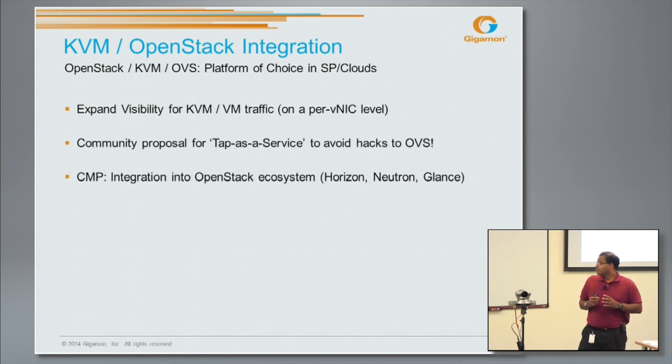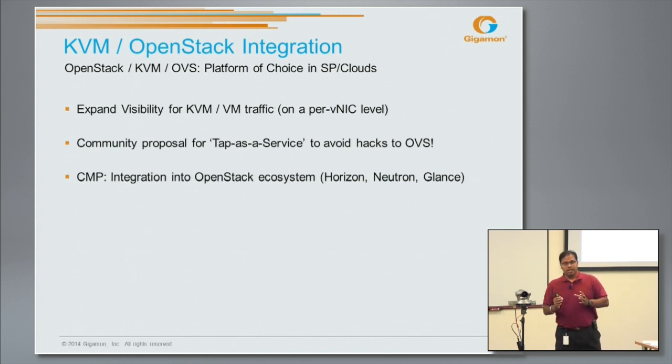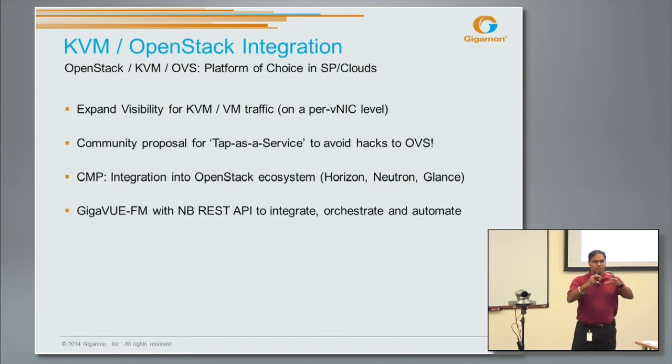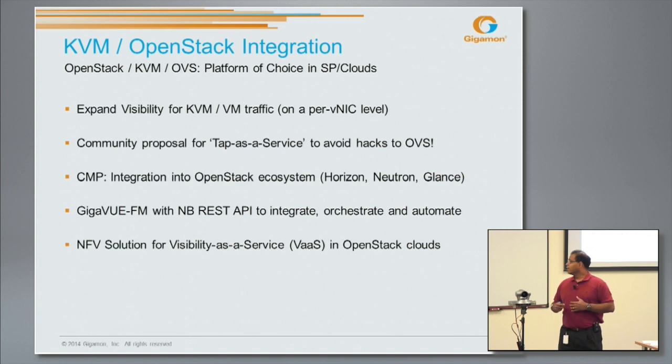Again, the interesting thing about this OpenStack integration is you want to integrate into its ecosystem. All the parts of the ecosystem where we need to play: the Horizon portal, the Neutron integration, the Glance repository, because that's how those VMs are going to be loaded onto the hypervisor. So we want to make sure we integrate into that. Again, the GigaVUE Fabric Manager is still your single pane of glass for all your entry points. So we will expose a lot of northbound APIs for the OpenStack ecosystem to plug in. And then also the solution for visibility as a service in the OpenStack cloud.